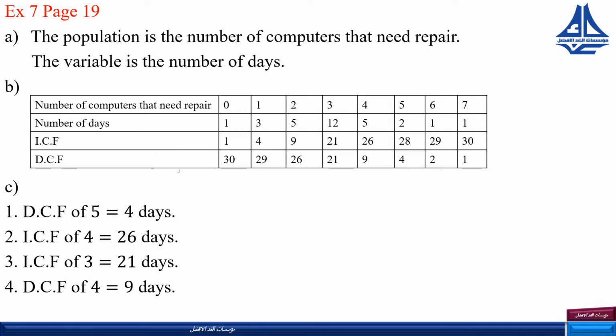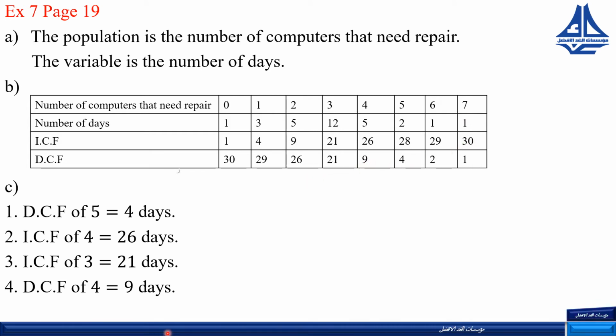In part B, construct the increasing cumulative frequency table and the decreasing cumulative frequency table. Here, guys, we have a new keyword, which is the decreasing cumulative frequency. Now I will teach you how to find it. But first, let's find the ICF. The first number in ICF and the first frequency are the same. 1 plus 3, 4. 4 plus 5 is 9. 9 plus 12 is 21. 21 plus 5 is 26. 26 plus 2, 28. 28 plus 1 is 29. And 29 plus 1 is 30.